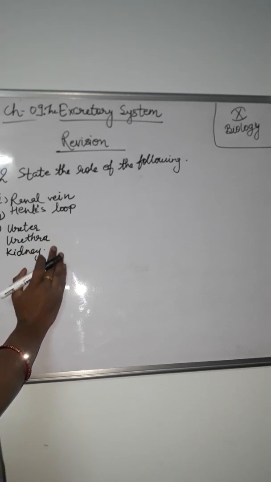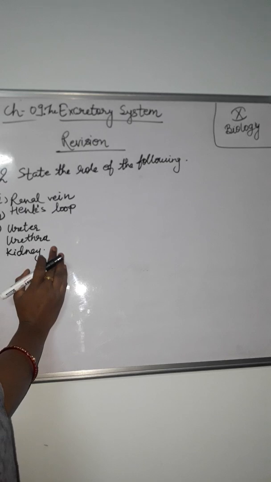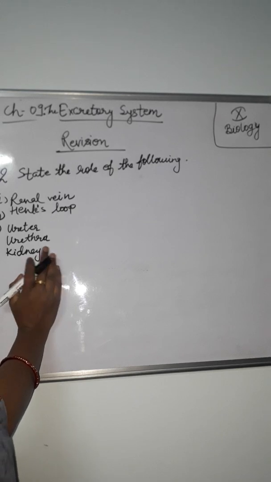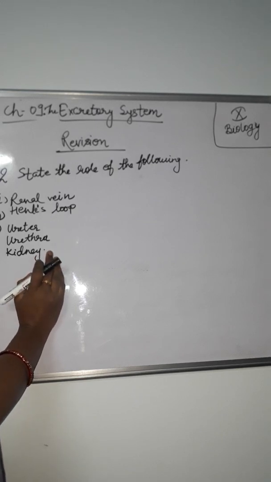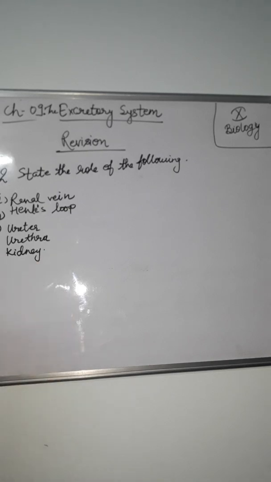Now next one is urethra, to transport urine from urinary bladder to the exterior. Understand it? To transport urine from urinary bladder to the outside or exterior. Next, kidney, formation of urine and osmoregulation. What are the functions? Formation of urine and osmoregulation.